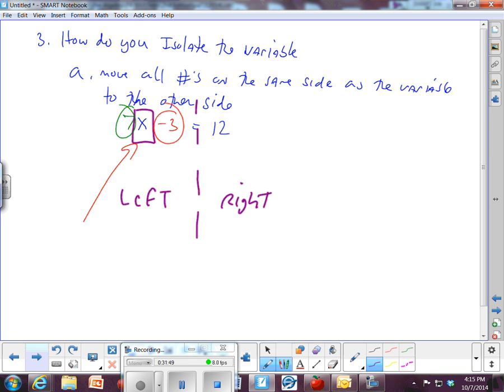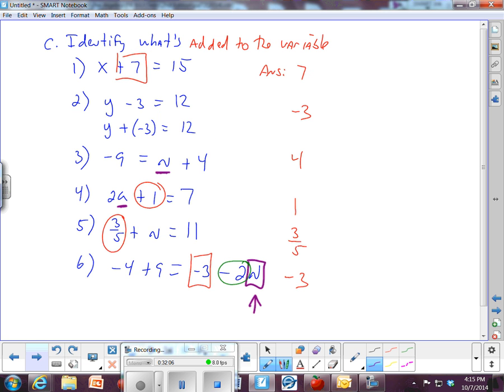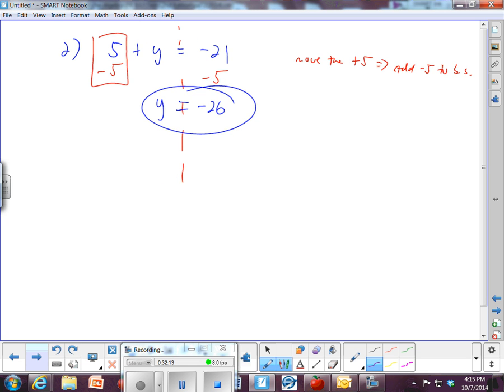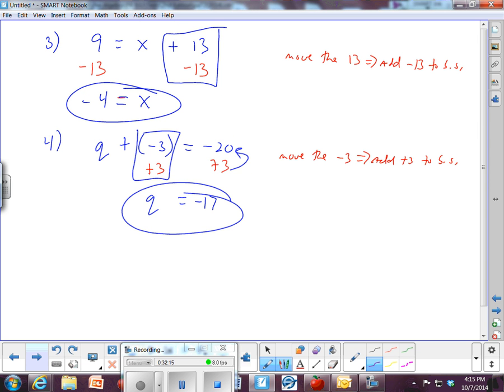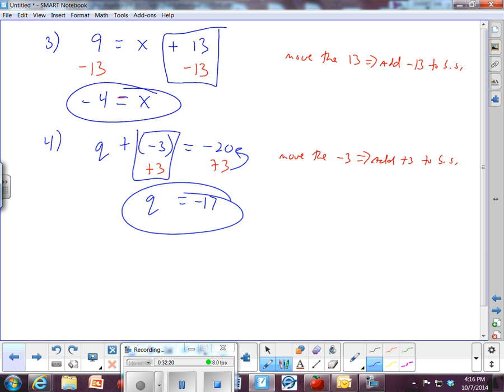How do you isolate the variable? Move all numbers on the same side as the variable to the other side. Right? How is that done? Well, things added are moved by applying the addition property of equality, meaning you add their opposite, also called the inverse, to both sides of the equal sign. I showed the things that we were going to move and what was added, and here we started moving it, right? And so we moved the same things on the same side as the variable to the other side, and that finishes up our lesson.